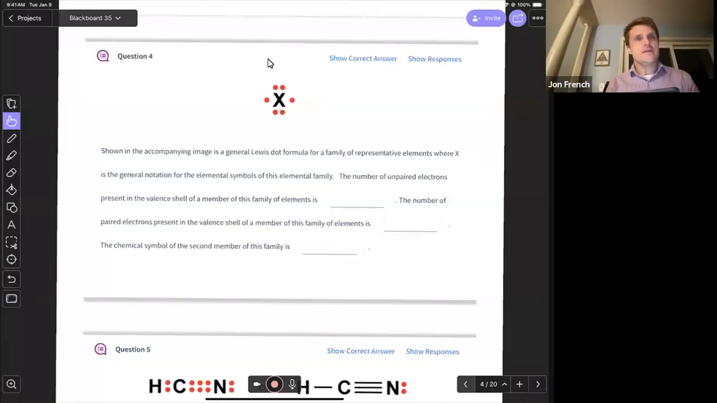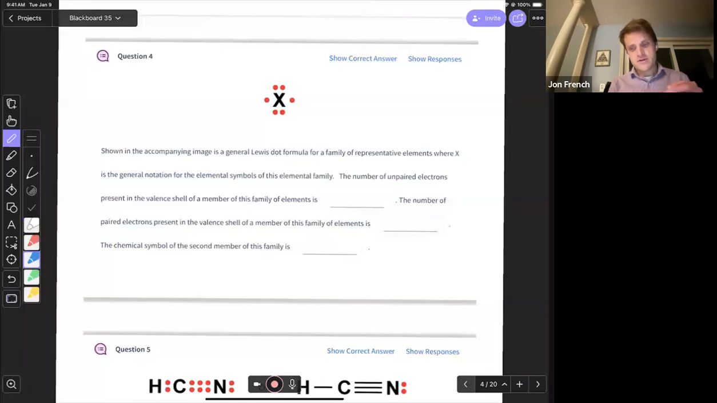All right, so for the practice exam, question 4 is the first question we've got. And yeah, as it comes up, Blake, I'll talk about it. Right, showing is the accompanying image, General Lewis dot formula. The number of unpaired electrons present in the valence shell of this, right?